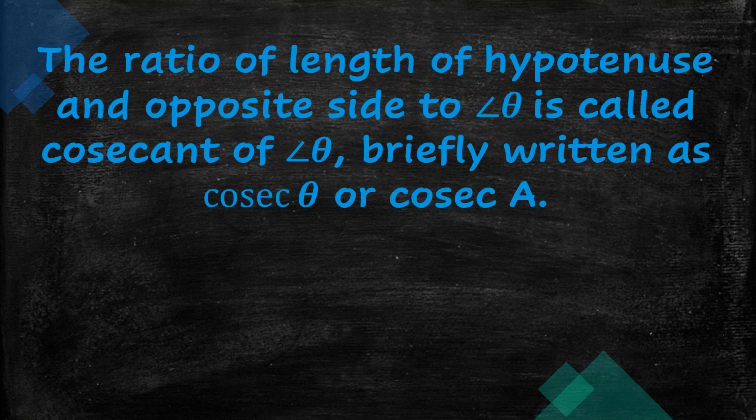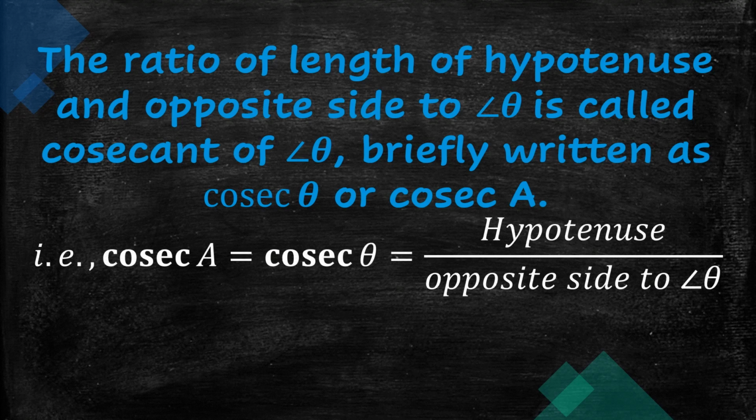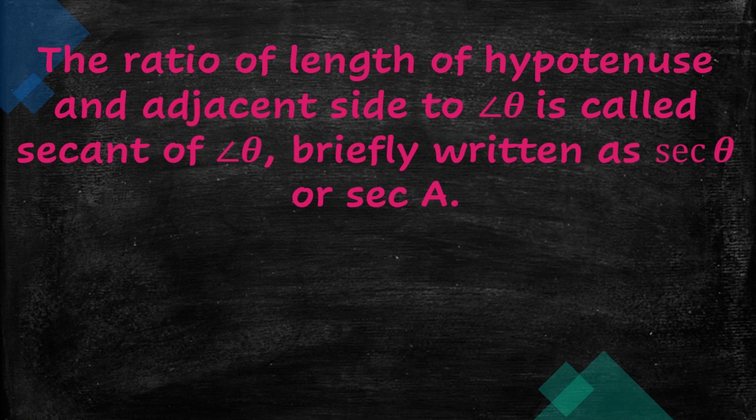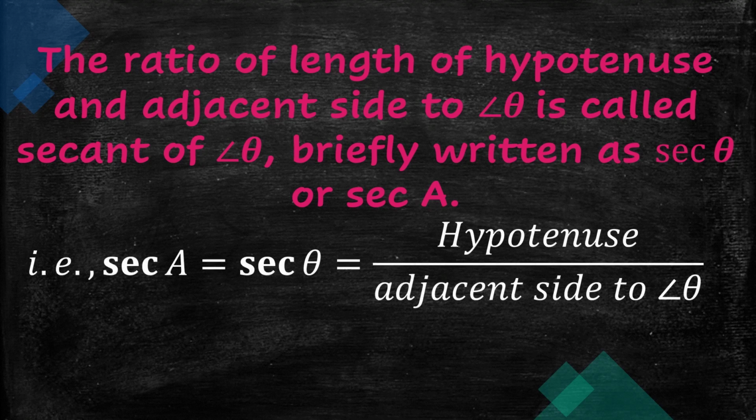The fourth one, cosecant theta. The ratio of the length of the hypotenuse and the opposite side to angle theta is called cosecant of angle theta, briefly written as cosecant theta or cosecant A, that is equal to hypotenuse by opposite side to angle theta. From the figure, that is equal to AC by BC. The fifth one, secant theta. The ratio of the length of the hypotenuse and the adjacent side to angle theta is called secant of angle theta, briefly written as secant theta or secant A, equal to hypotenuse by adjacent side to angle theta. From the figure, that is equal to AC by AB.